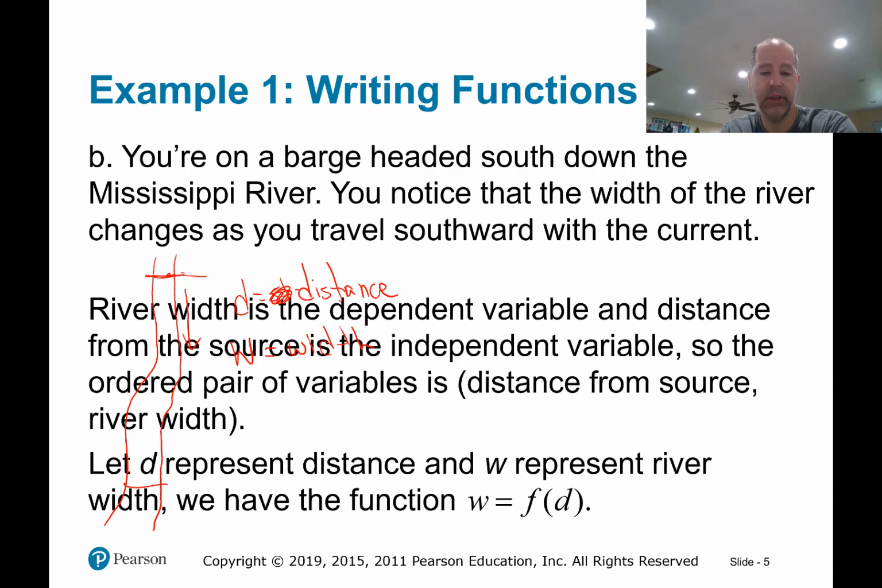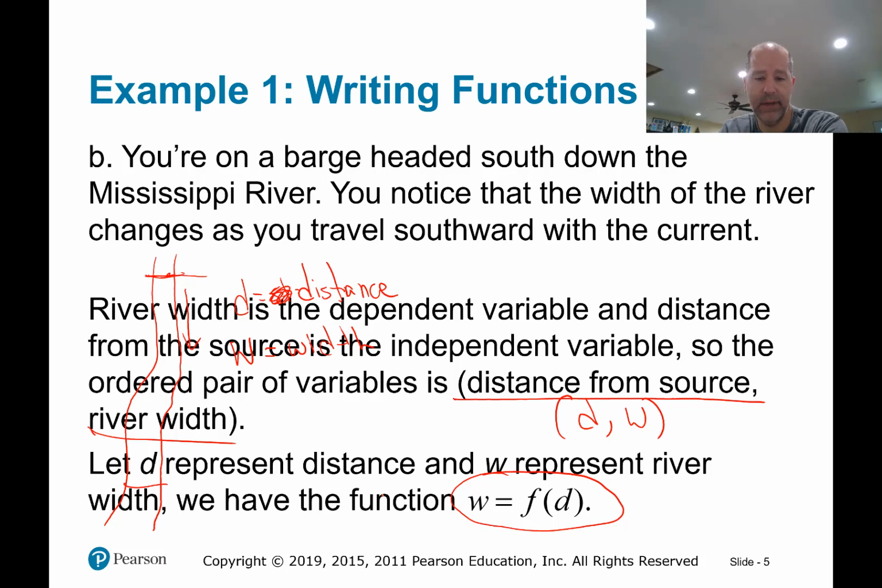And so we write the function. Here's the ordered pair, so we write it as an ordered pair. In this case, they're going to use D to represent distance and W to represent the river width. So the independent variable is D and then W. All right, and then of course we write the function as W equals a function of distance: W equals f of D.